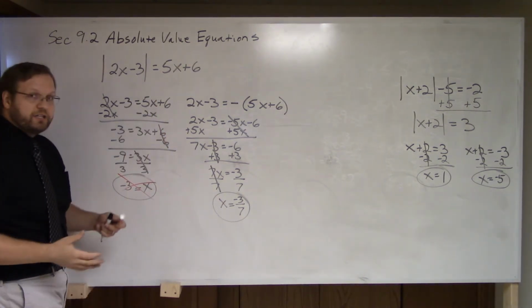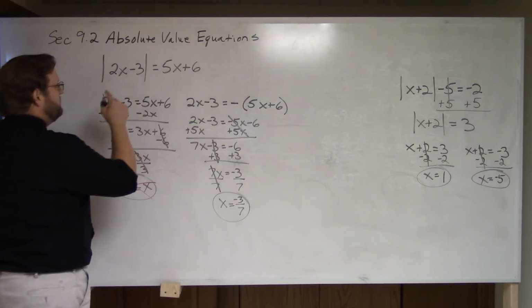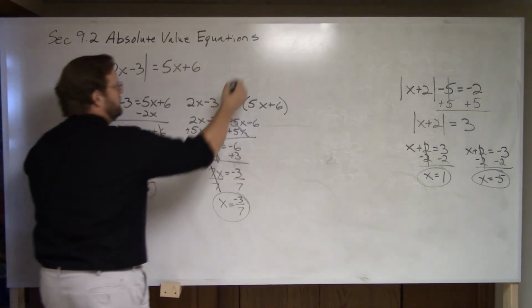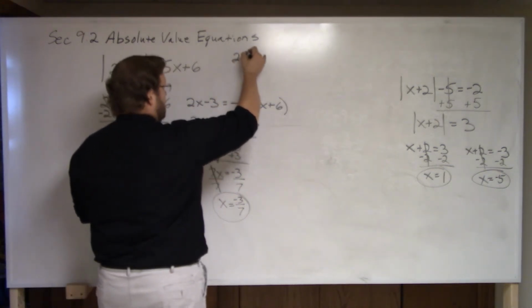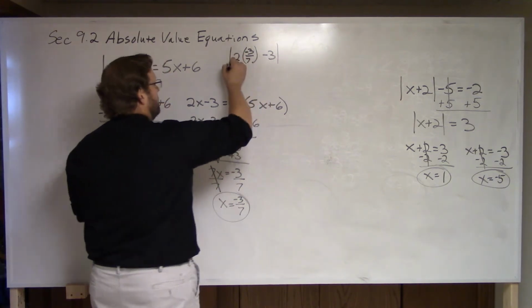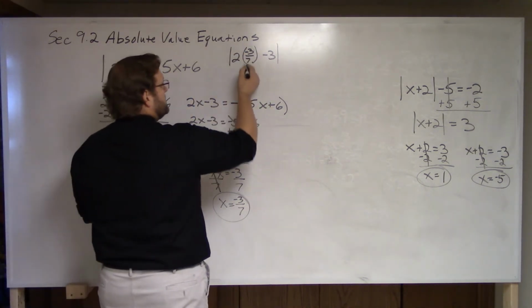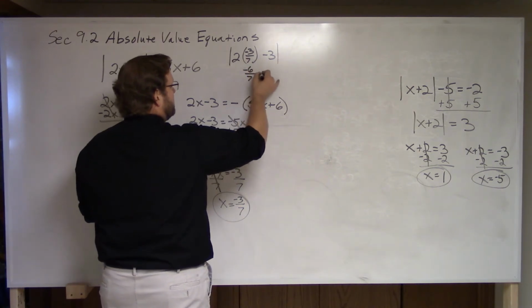Okay, we got a fraction involved. That's okay. Just do your best with the calculation. So if you want, you can write it out. What do we have? We've got 2 times negative 3/7 minus 3. Okay, so that's the left side of the equation. Let's work it out. 2 times negative 3 is negative 6/7.